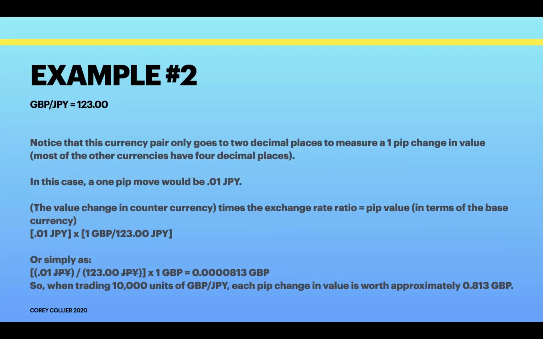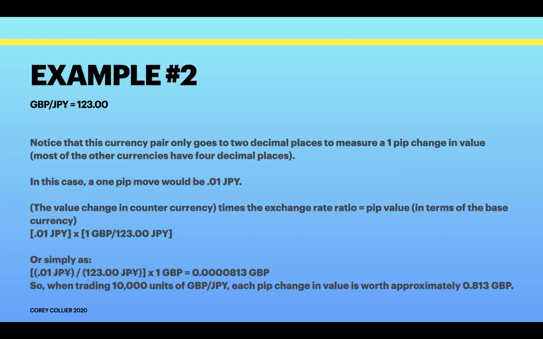Example number 2, the British pound versus the Japanese yen. On this example, though, notice it's not quoted out to 4 decimal spots. It's only quoted with 2. Notice that this currency pair only goes to 2 decimal places to measure a 1 pip change in value. Most of the other currency pairs are going to have 4 or 5 decimal places, depending on your broker. So in this case, a 1 pip move would be 0.01, the last spot. That's a 1 pip move.